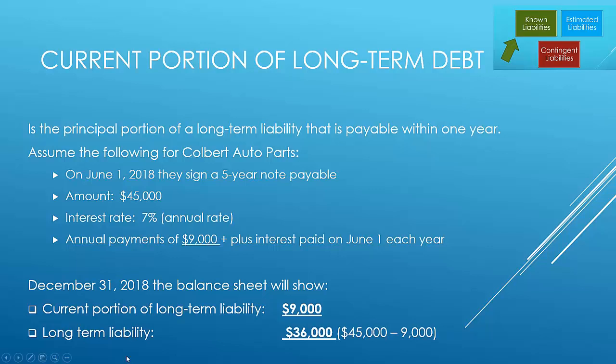So my point is that there's going to be a current portion of that long-term liability. In this example, that would be the $9,000 of the annual payments, and then the other portion would be listed as the long-term liability. So my point to you here is that you could have a long-term liability, but if you have a certain portion of that that is due within a year, that portion that's due within the year is considered the short-term liability.